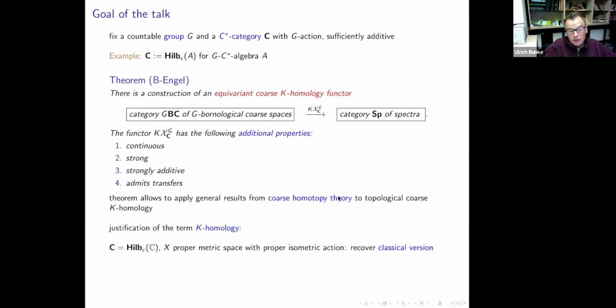But maybe first, let me justify the term K-homology, so why this functor can be called K-homology. One justification is if we specialize the coefficients to just the category of Hilbert spaces and compact operators, and if we apply it to proper metric spaces with proper isometric G action, so these are examples of objects in this category in particular, then we recover the classical version. Our K-theory is the same as the classical coarse K-homology, defined by, I think, John Roe in the non-equivariant case, and considered by many people in the equivariant case.